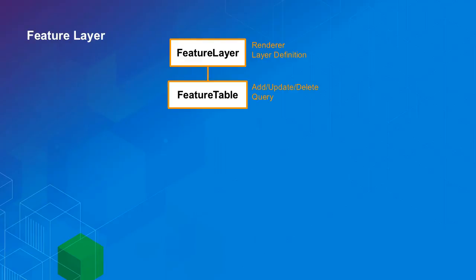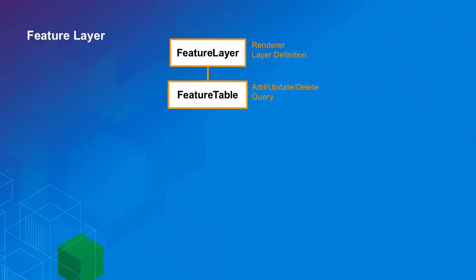All right. So let's have a look at the feature layer here. We've got the feature layer. It has a feature table associated with it. So feature layer is about drawing, and feature table is about data access. And feature table has add, update, and delete, and query. Now, feature table is really a base class that all of our specific implementations inherit from.